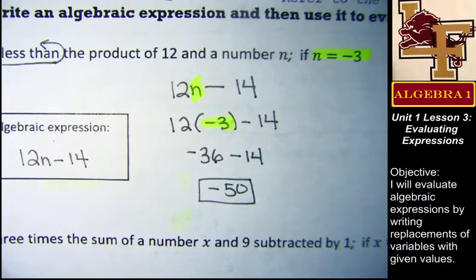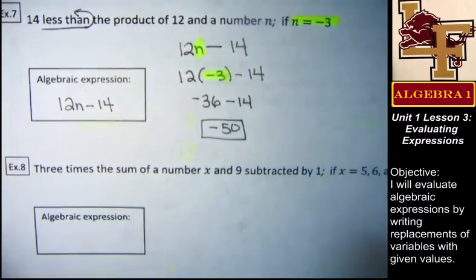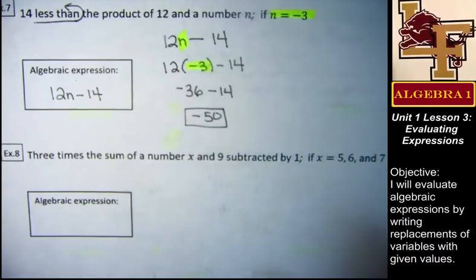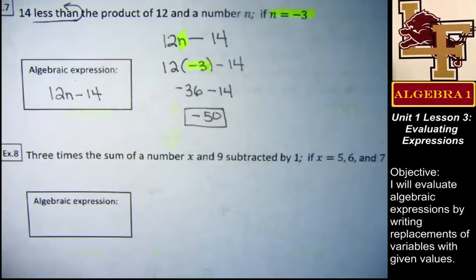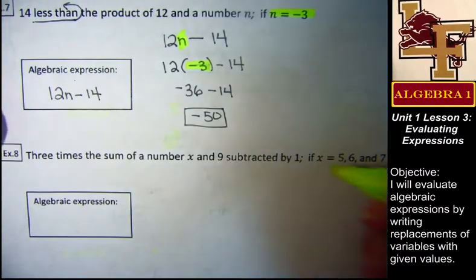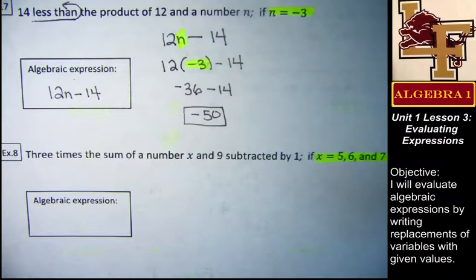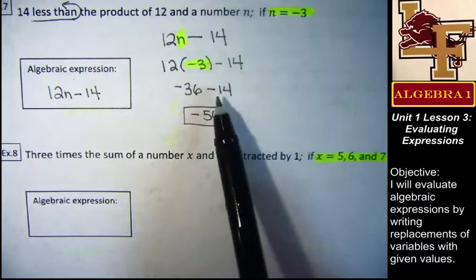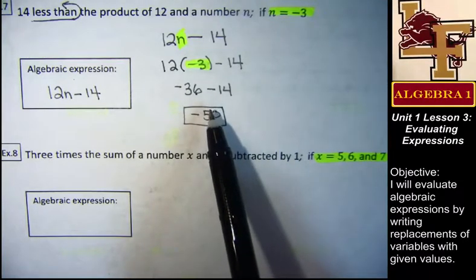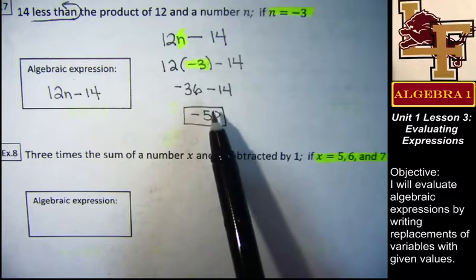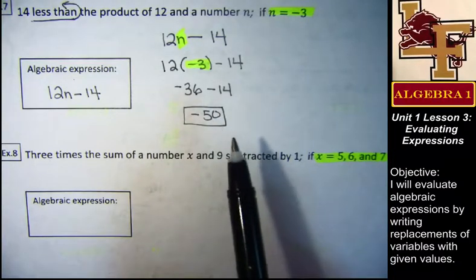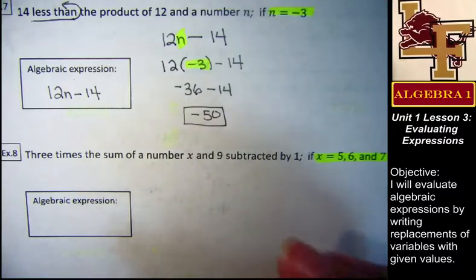Yeah? Okay. Let's look at example 8. Same idea. We're going to translate that English into math, but I want you to notice something about the values of x. 5, 6, and 7. They gave me 3 different values. That means I'm going to have to do this evaluation part 3 different times. Oh boy.